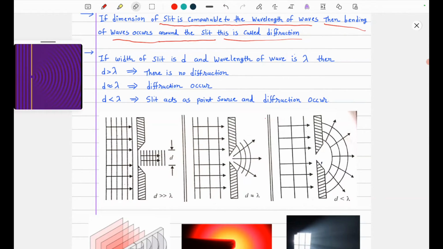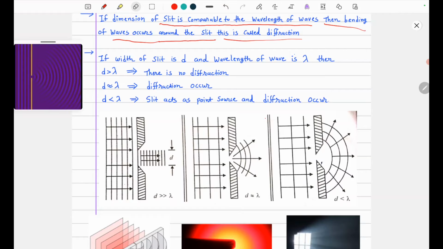Now we will understand these three images. So here the width of the slit is d and the wavelength of the wave is lambda. So what happens when d is greater than lambda? There is no diffraction. So what happens? This wave will pass like this, right? But when the width of the slit is approximately equal to lambda, then diffraction will occur.